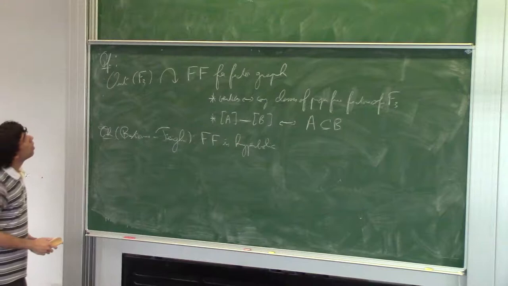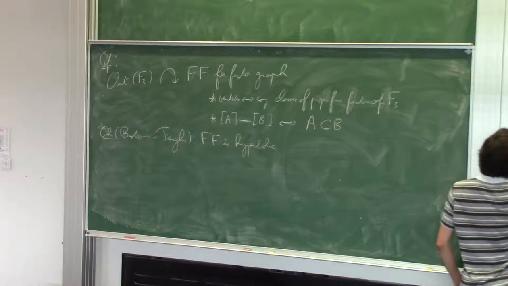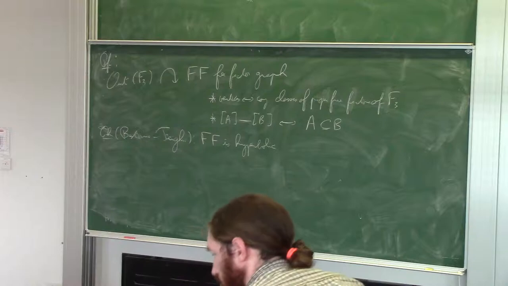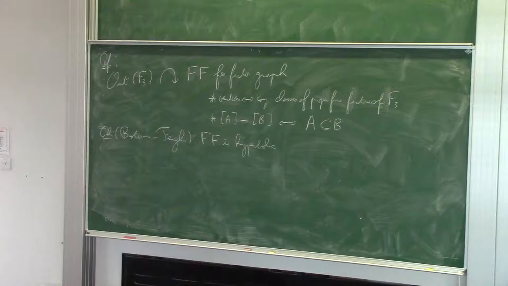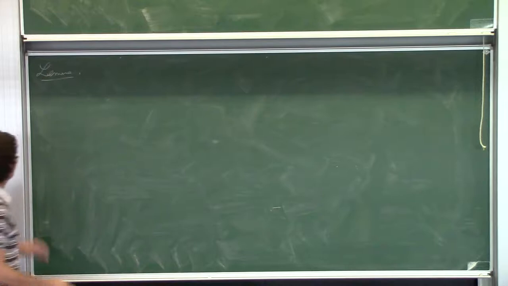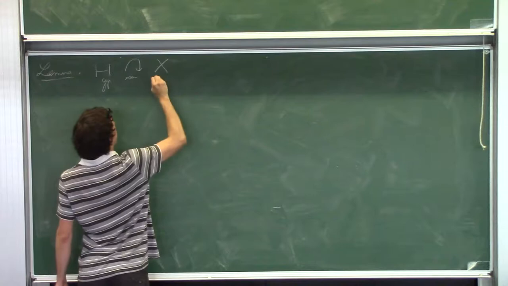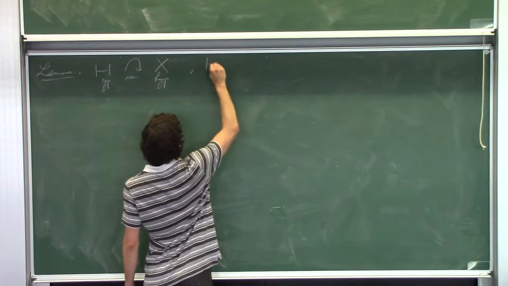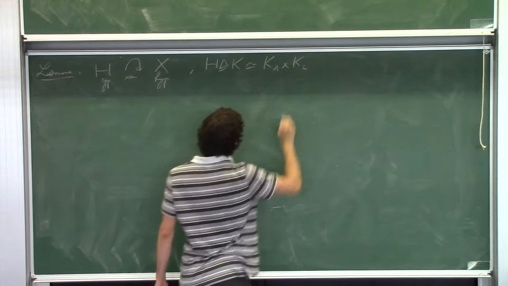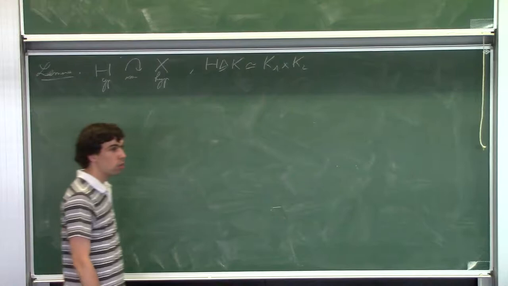Now I'm going to use a very general statement about group actions on hyperbolic spaces to deduce that the action of H is elementary and therefore H fixes a free factor. So the lemma is the following. Assume that you have a group H acting by isometries on some hyperbolic space X, and that H contains a normal subgroup K which splits as a direct product K1 times K2. Here I'm not making any assumptions on K1 and K2, just that there is a splitting as a direct product.